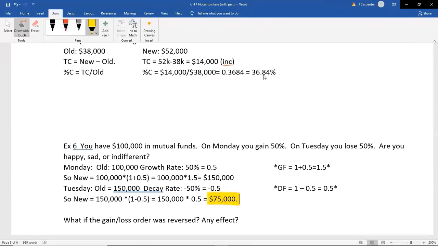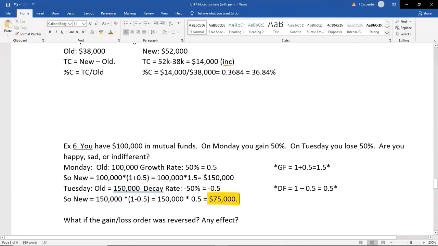We started with 100 grand, then we had 150 grand. We were excited, but we let it roll. And unfortunately, the market crapped out on us, and now we got 75,000. So back to the question at hand. Are we happy, sad, or indifferent? See, I didn't ask you for any of the numbers. I asked you for your mood.